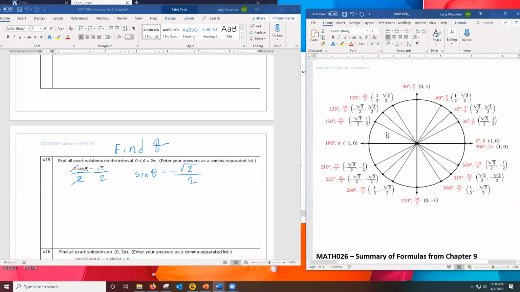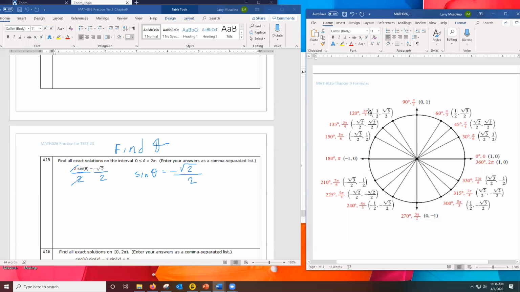Well, for that, I'm going to use the unit circle to help me out. So I'm going to go look around the unit circle where the sine is equal to negative square root of 2 over 2. Remember, the sine is the y value on the unit circle. All right, so I'm scanning around looking for where the y value is negative square root of 2 over 2. Well, here's one angle. Looks like this answer is 225 degrees. Of course, you could write the answer in radians if you wanted to.